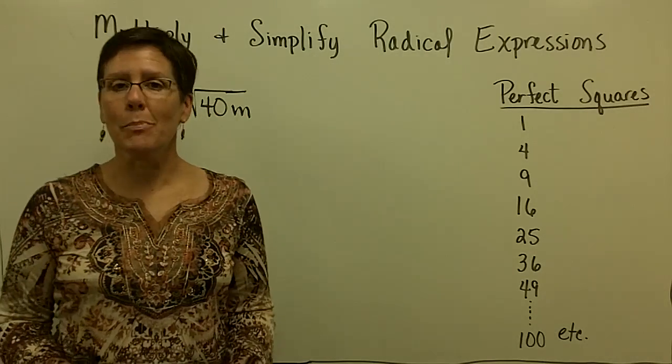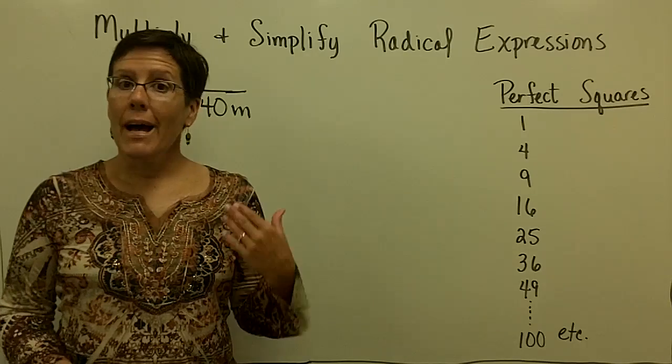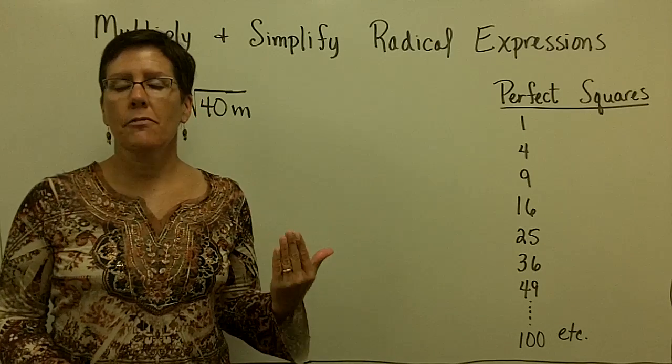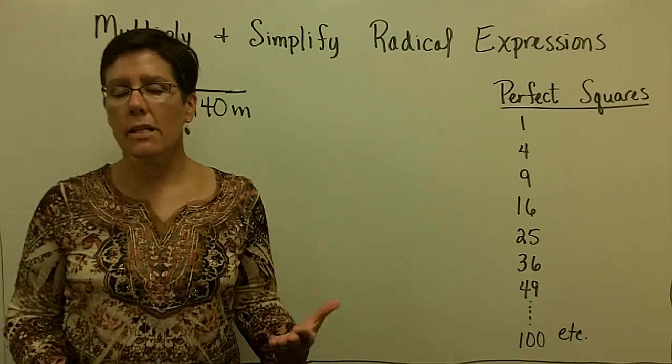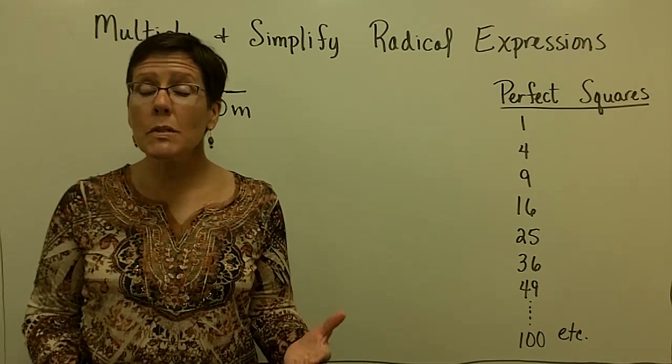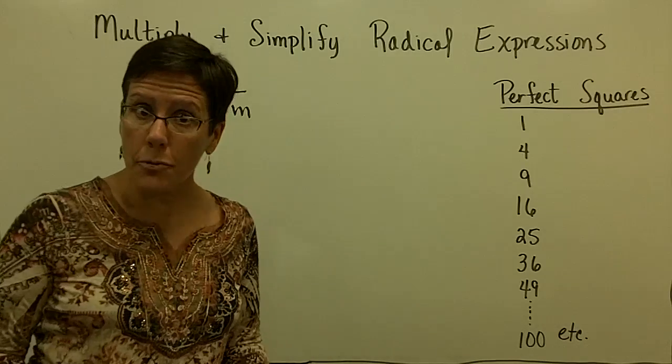Okay, some more simplifying of radicals. I have a 40 as a factor times m in here. This is not m squared, so it's not going to be able to come out from underneath the radical. So in this particular problem, all I need to do is factor the 40.